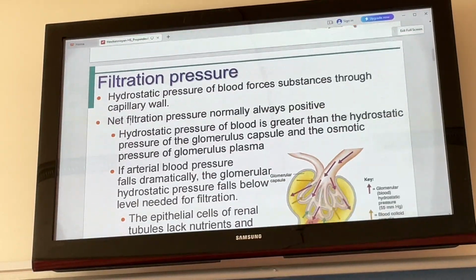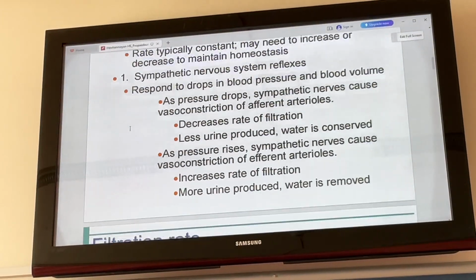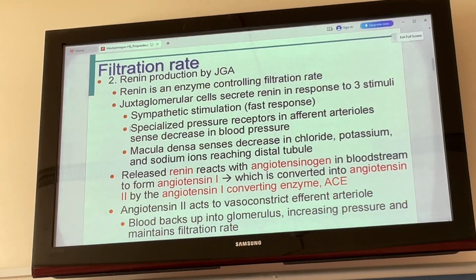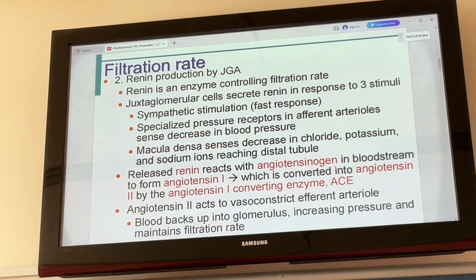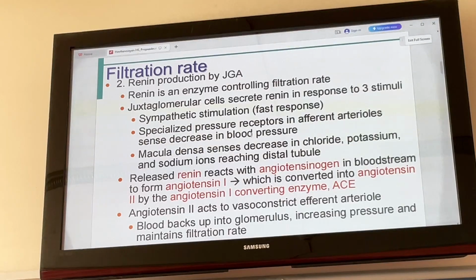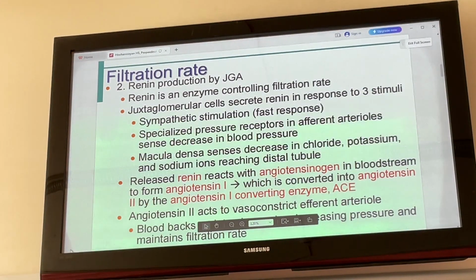In kidneys, there is one wonderful system, the juxtaglomerular apparatus, which explains how renin is released: sympathetic stimulation, pressure receptors, and macula densa, sensing chloride, potassium, sodium ions, but mainly sodium.